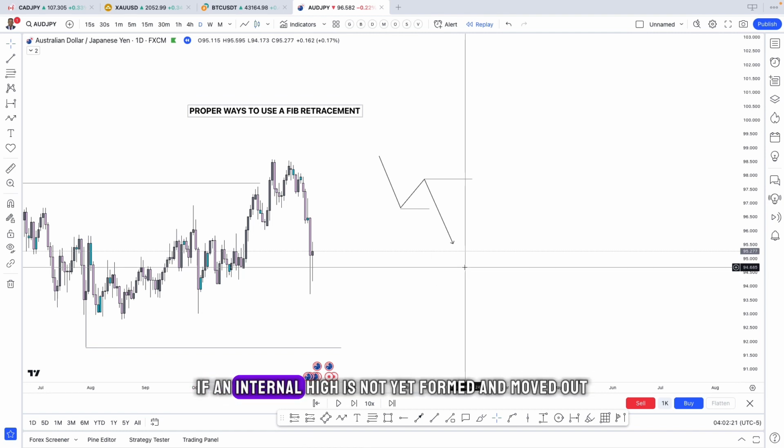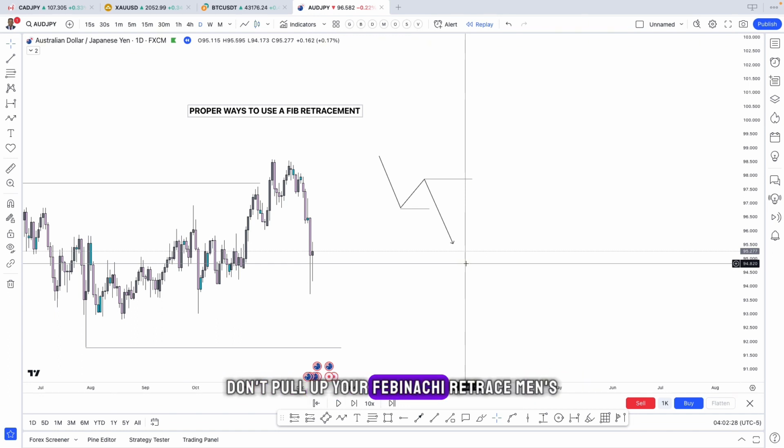If an internal high is not yet formed and moved out, don't pull up your Fibonacci retracement. Because when you pull up your Fibonacci retracement, trying to check where the 50% of the move is or where the premium and discount levels are, you're going to be in a very, very bad condition of trading and you're not going to like it.